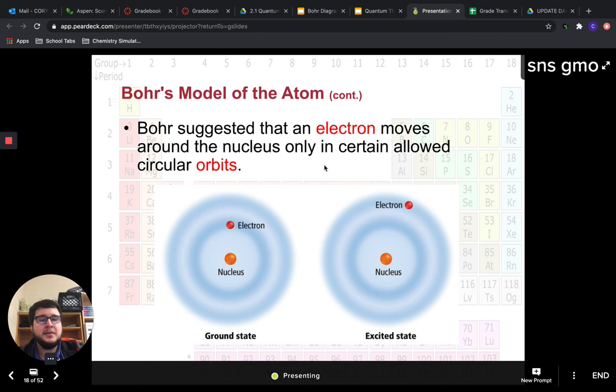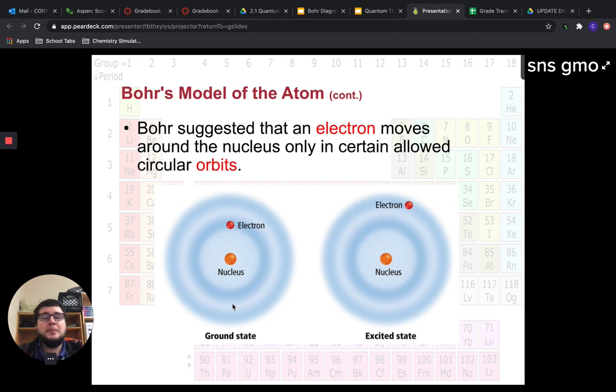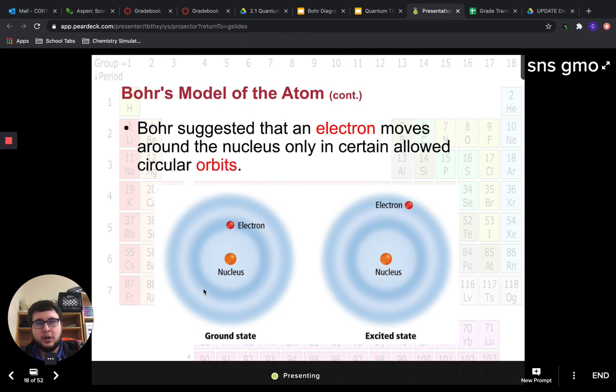So Bohr suggested that an electron moves around the nucleus only in certain allowed circular orbits. A lot of people call this the planetary model, where the nucleus is sort of like our sun, and electrons are sort of like the planets in our solar system that orbit the nucleus, right? Each one of these is an energy level, and the one closest to the nucleus is the lowest. As you get further and further from the nucleus, you get more and more energy. So an electron close to the nucleus right here would be in the ground state, and then as it gets excited, it jumps up an energy level, and it would be in what you call the excited state.